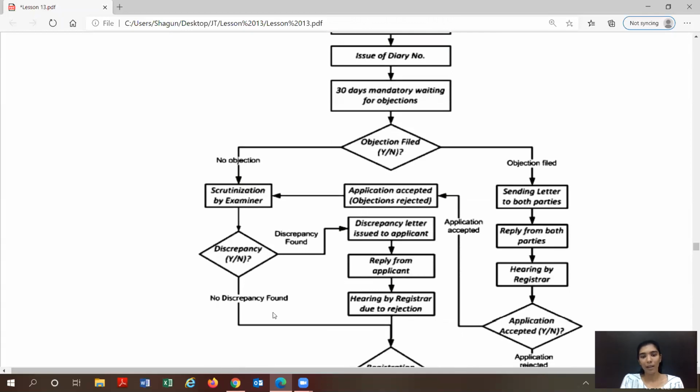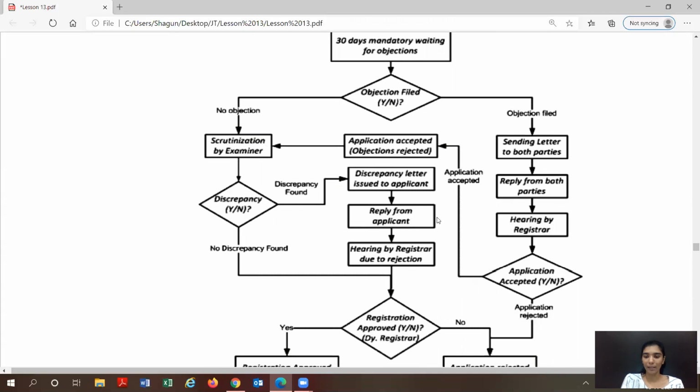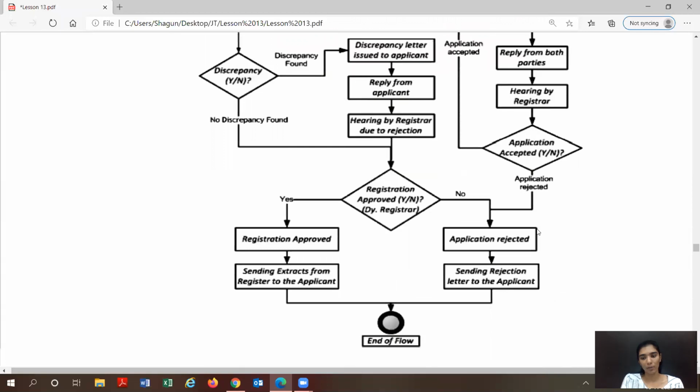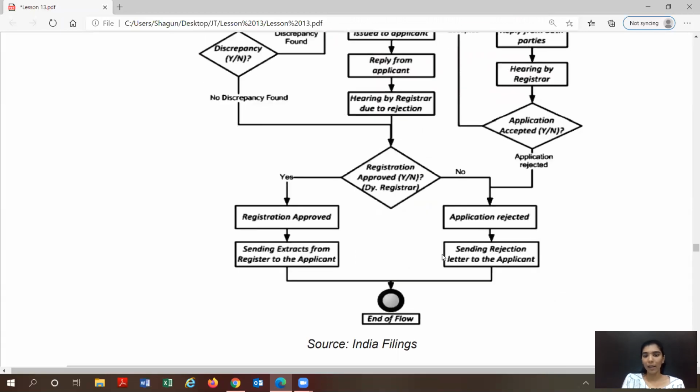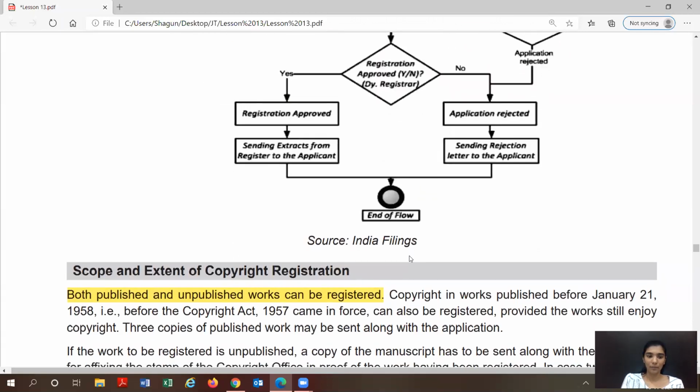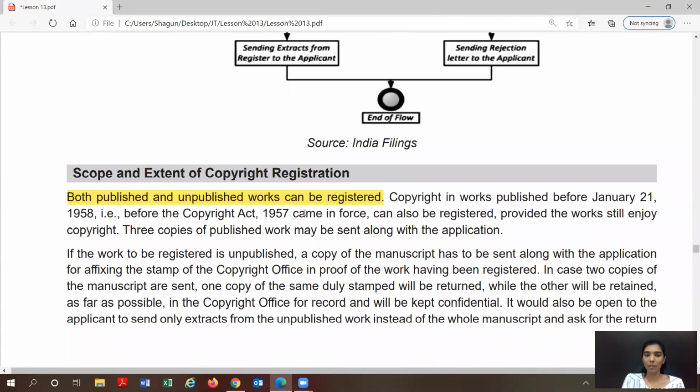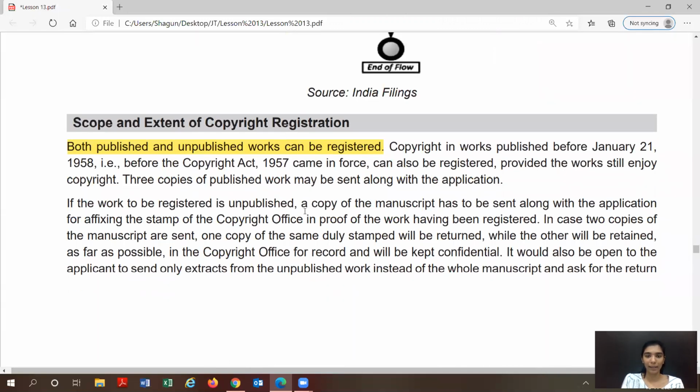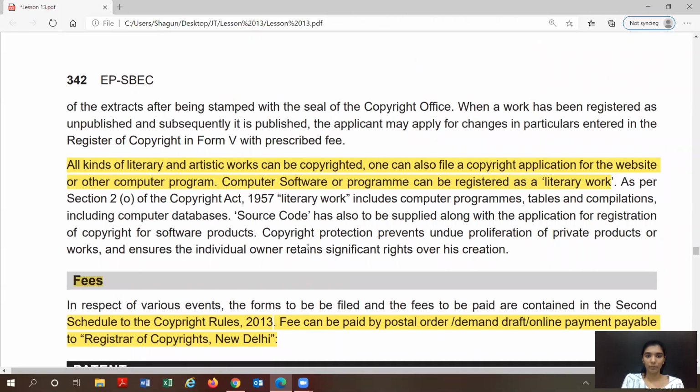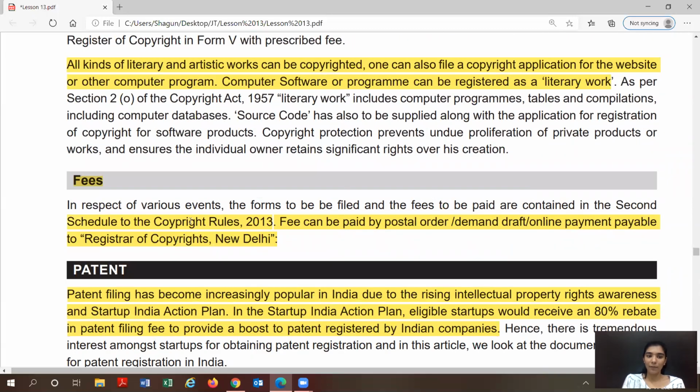No objection है तो फिर आपको trademark का copyright का certificate मिल जाएगा. अगर objection है तो फिर hearing होगा and accordingly the process will be taken ahead and you will be given copyright registration. Both published and unpublished works, या तो लिखा हुआ published work or unpublished work can be registered under the Copyright Act. Also, computer software or programming has been included under literary works, and that can also be registered under the Copyright Act. Various fees have been prescribed under the copyright rules for copyright registration.